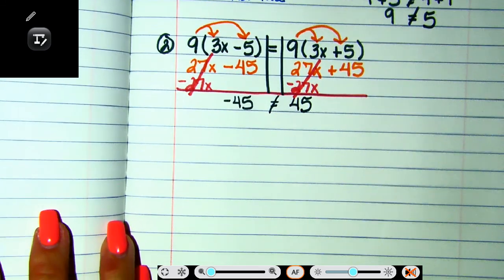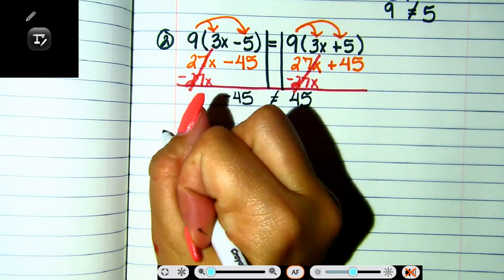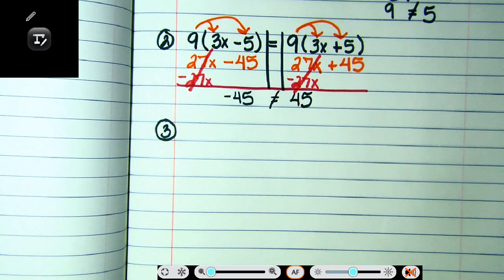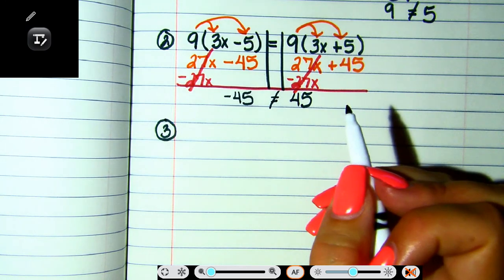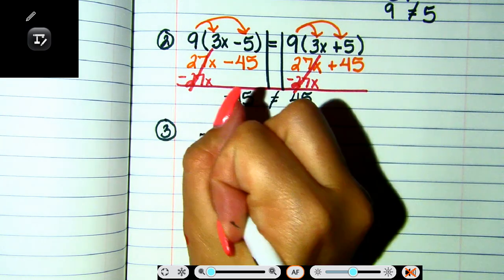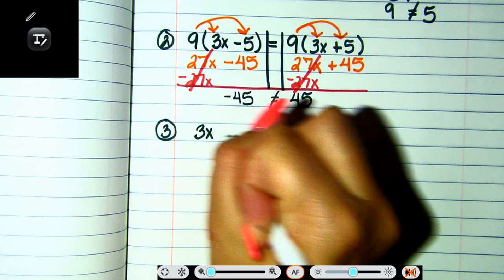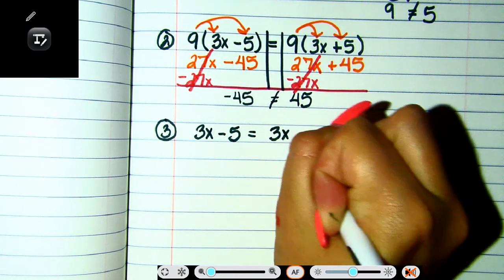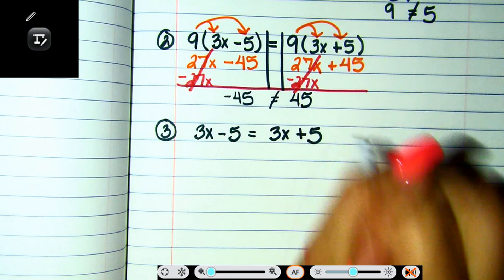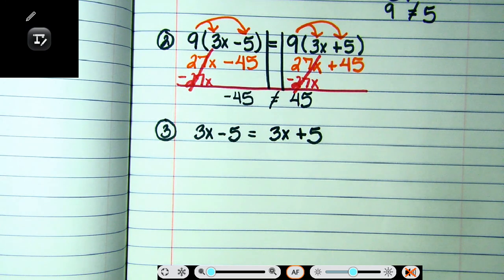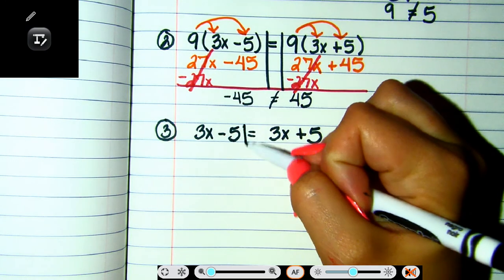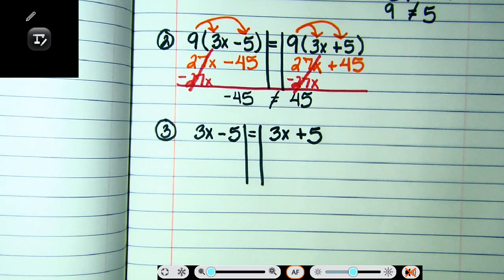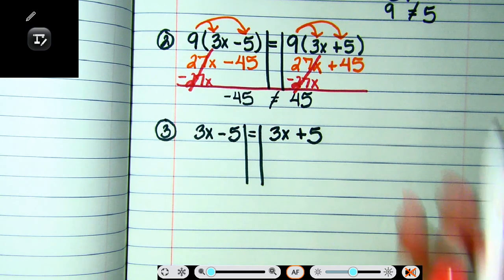Okay, let's take a look at number 3. Let's try another one. 3x minus 5 is equal to 3x plus 5. Okay, already I see that the 3x is the same, but a positive 5 and a subtract 5 is not the same thing. So let's try it.